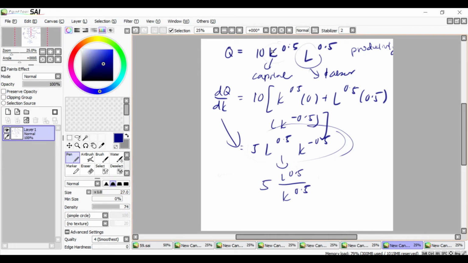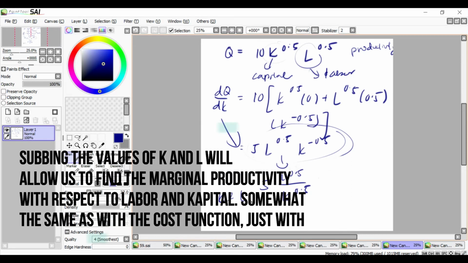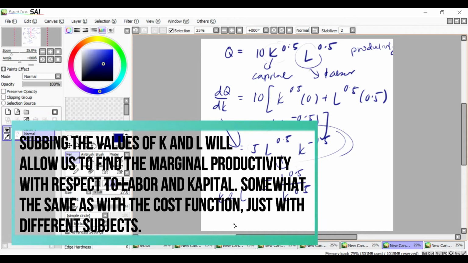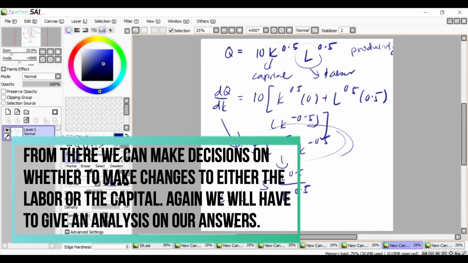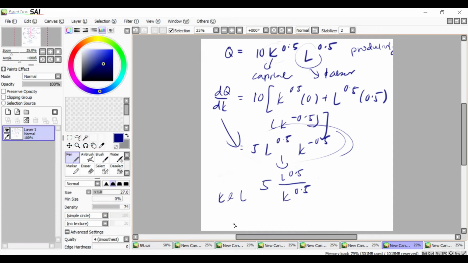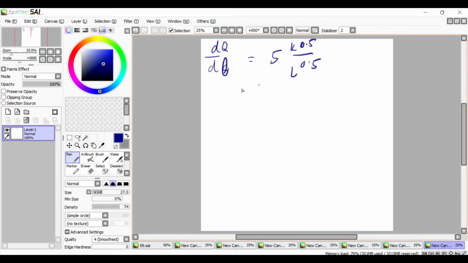Usually these sorts of questions will be given the values of k and l because we're trying to see whether we should reduce the capital and increase labor, whether they both have to stay the same, or increase whichever one. So usually we're given units of capital and labor, and then afterwards we make an analysis of what we're supposed to be doing with either of these. So here, let's say L equals 27 and K equals 64. With the equations, now we're going to sub it in. So this is dq dl. We're writing the K here.